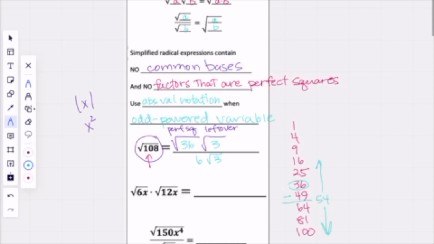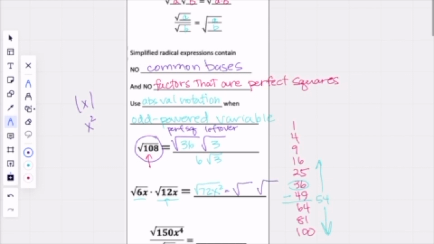Let's take a look at the next one. We have the square root of 6x multiplied by the square root of 12x. Well, there's not a whole lot I can do with these individually. I could take a radical 4 out of that square root of 12, but let's see what happens when I combine them. This is the same as 6 times 12 is 72, x times x is x squared.